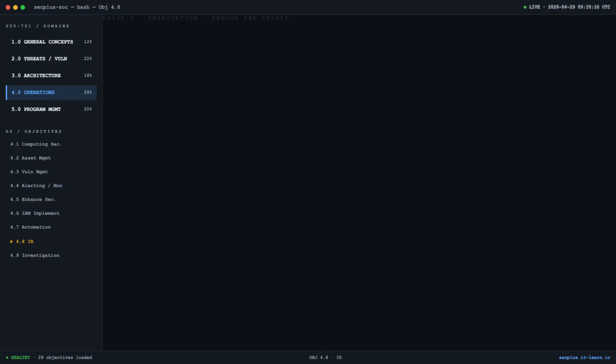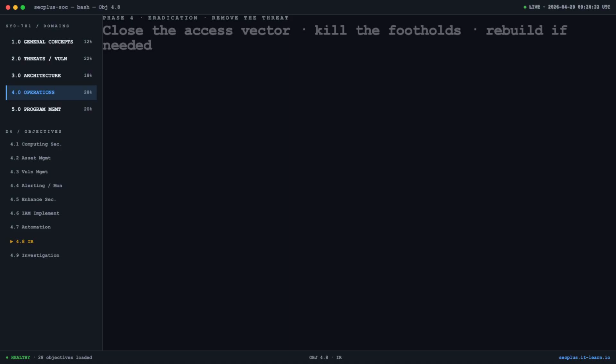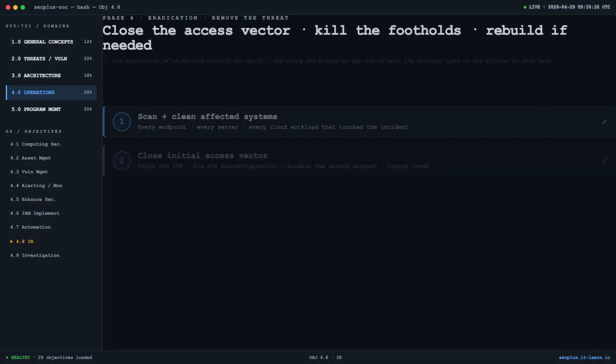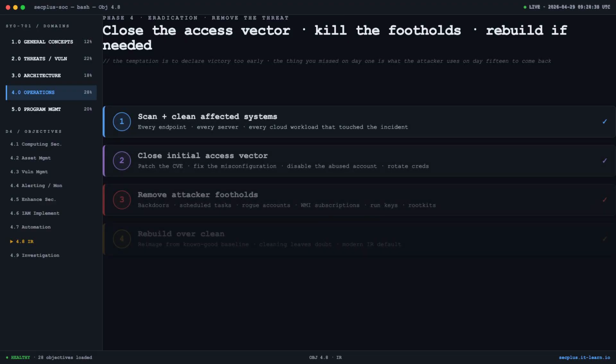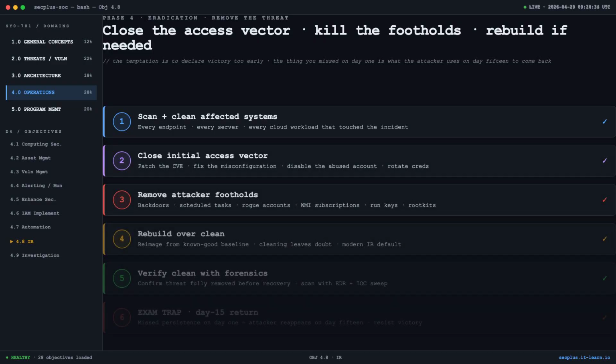Disable the abused account. Rotate exposed credentials. Remove attacker footholds, backdoors, scheduled tasks, rogue user accounts, persistence mechanisms hiding in registry run keys, WMI subscriptions, scheduled tasks that survive reboot, rogue services with innocuous names, kernel rootkits.